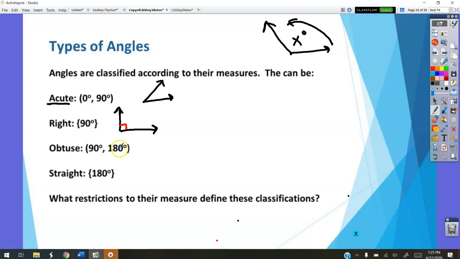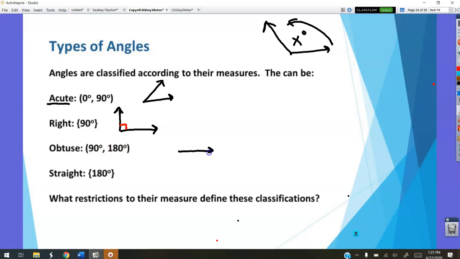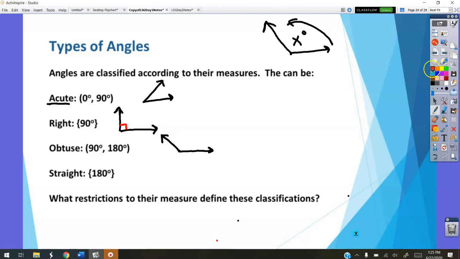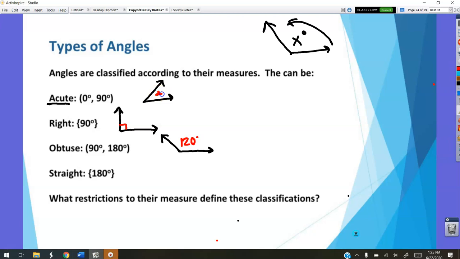Obtuse is bigger than 90 but less than 180. So most of you are comfortable seeing something like this. Maybe that angle is like 120 degrees. That would be something that's obtuse. Maybe this one's 21 degrees or something, okay?